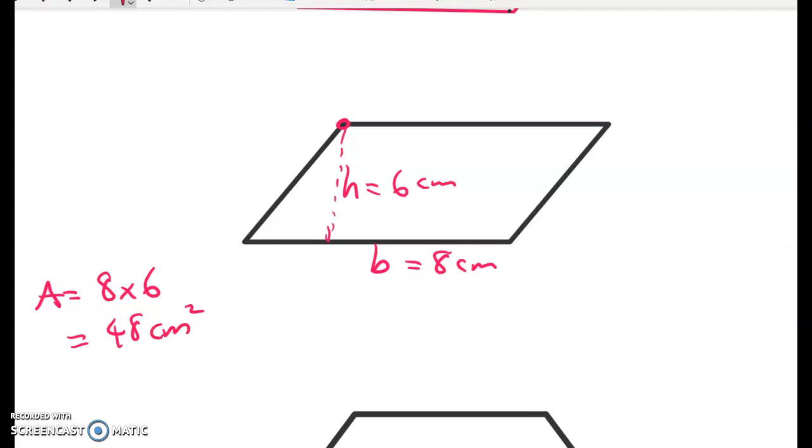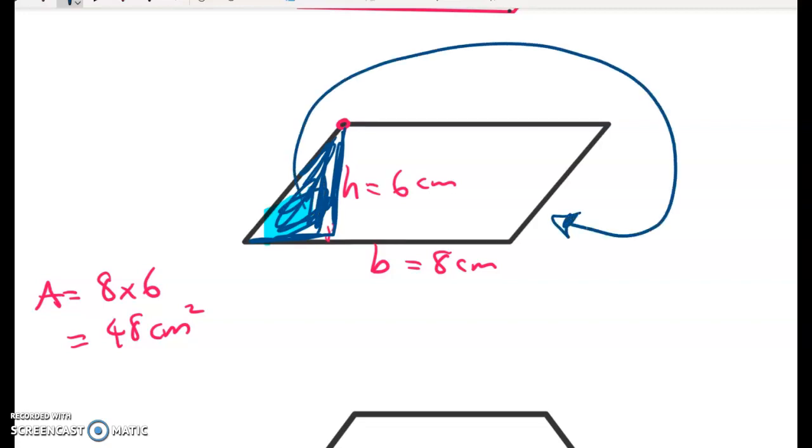Now, the way to see why that works is if you look at how I've drawn that, we can see that if I just colour in this triangle here, we could chop that off and stick it in here, and it would fit exactly because we've got 2 sets of parallel sides. So that's why the area is the same as the formula for a rectangle.